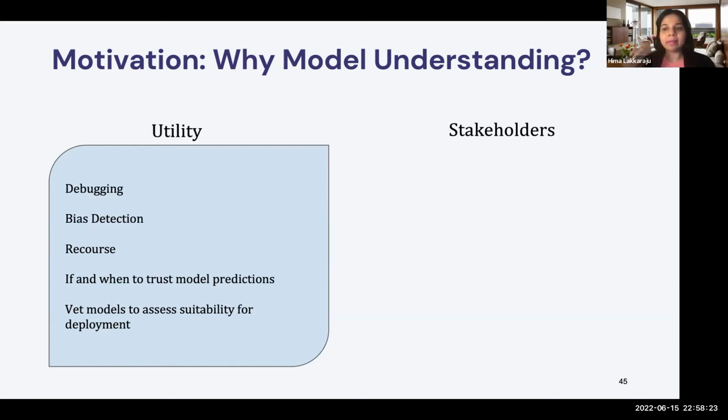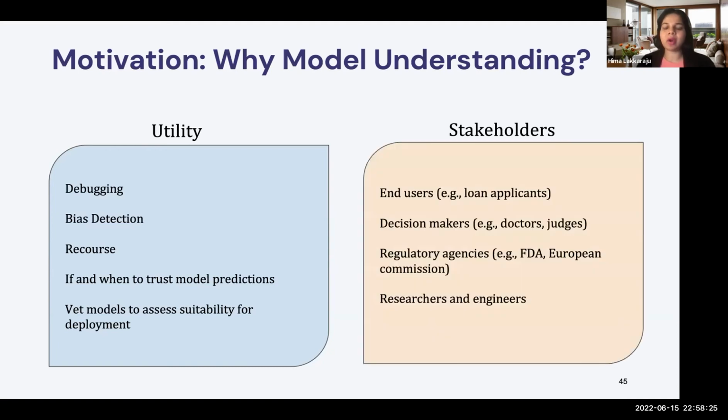In enabling a lot of such use cases, model understanding is serving several stakeholders who could be end users like loan applicants, or decision makers like doctors and loan officers, or regulatory agencies such as the FDA, the European Commission, and of course, researchers, scientists, and engineers in order to debug these kinds of models, right?